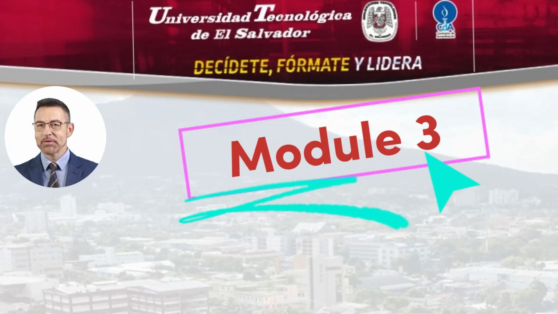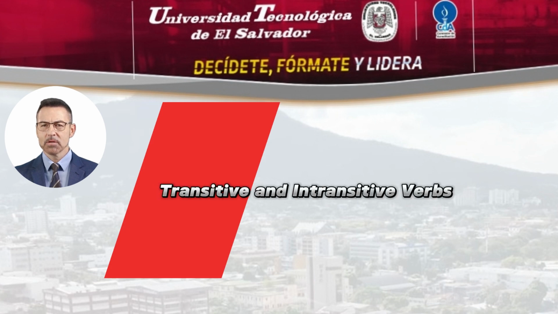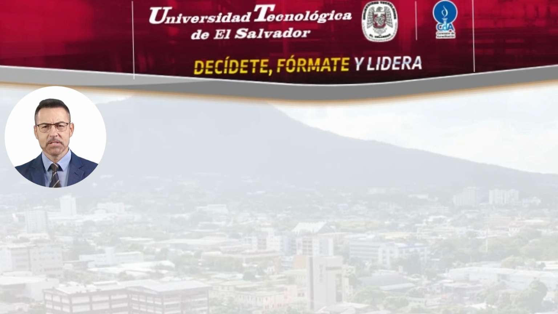Welcome to Module 3 of our Grammar MOOC course. In this module, we will delve into several key elements of English grammar that are essential for mastering the language. First, we will explore transitive and intransitive verbs, focusing on how these verbs function in sentences and how they influence the sentence structure. Understanding this distinction will enhance your ability to construct clear and precise sentences.